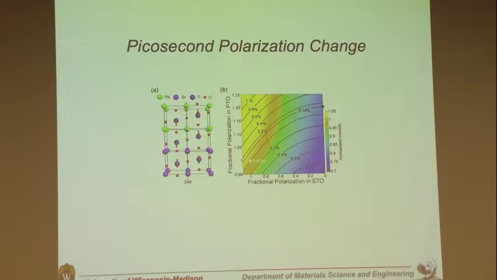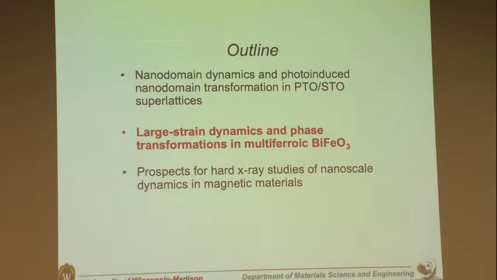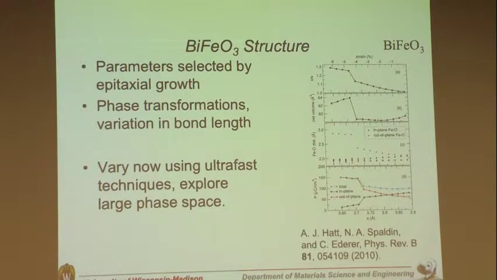The second, I'm going to go a little faster, of course, but the second area I wanted to talk about was how to think about phase transformations in this multiferroic bismuth ferrite. And this is interesting because now we can not only drive the domains away, but the question is, can we drive the system to prefer a totally different structural phase by these optically induced effects? And so I think I can show you we've done that. And let me just tell you a little bit about the landscape around this fascinating material first.